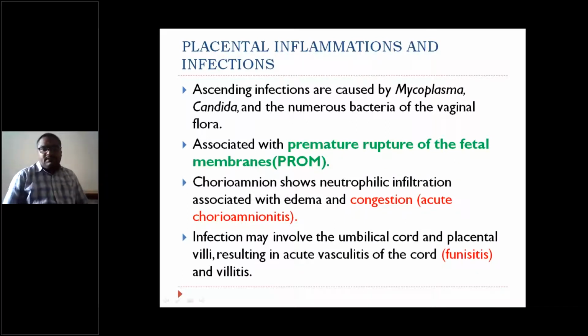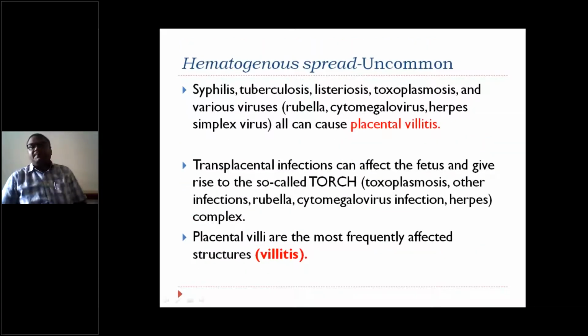The second, uncommon route of spread is hematogenous spread. What are the infections which can occur by the hematogenous route? One is syphilis, second is tuberculosis, third is listeriosis, fourth is toxoplasmosis, and various viruses like rubella, cytomegalovirus, and herpes simplex, all of which can cause placental villitis by hematogenous spread.